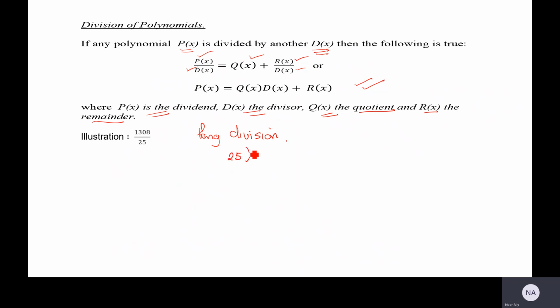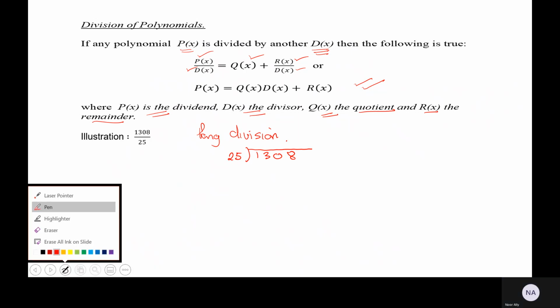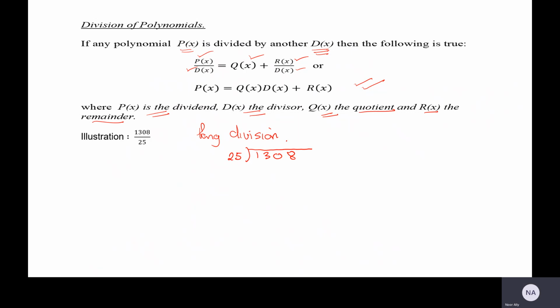25 divided into 1,308. Now I want you to follow very carefully. And the reason is the process that we are developing now is going to be applied in the algebraic analogy of polynomials. So yeah, we're looking at a numerical example.